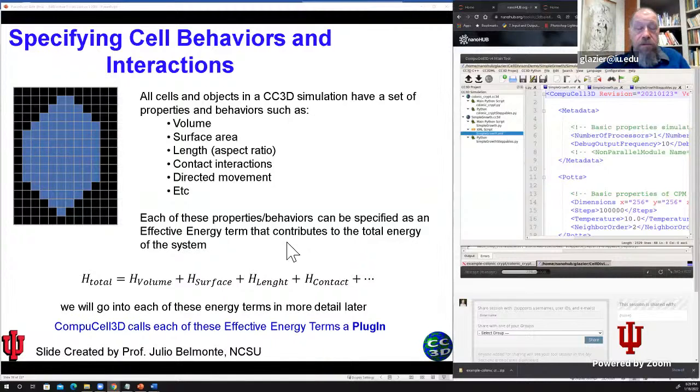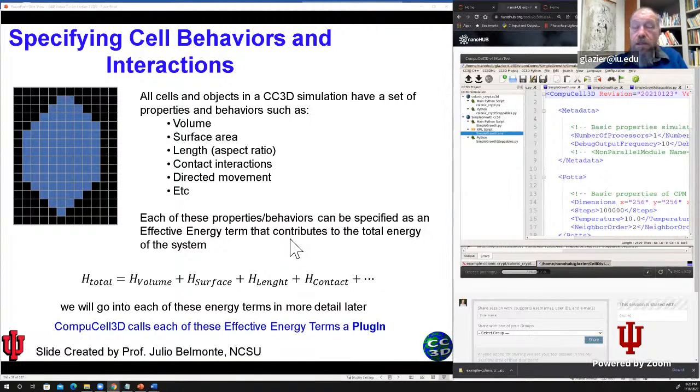And one of the things that some people find a little bit confusing about CompuCell to begin with is that CompuCell most of the time uses potential energies instead of forces to represent how things are going to change. The reason for this is that a force is a vector quantity and a potential energy is a scalar quantity. So it's simpler mathematically and computationally to represent things in terms of potentials.